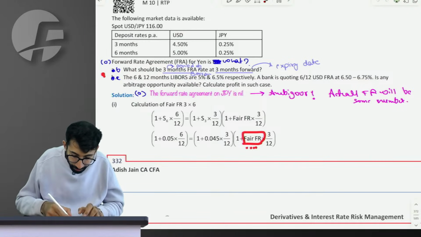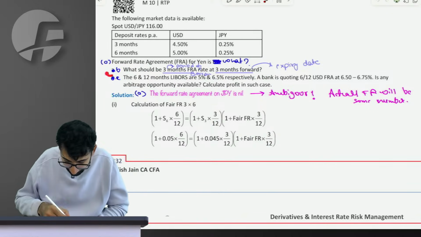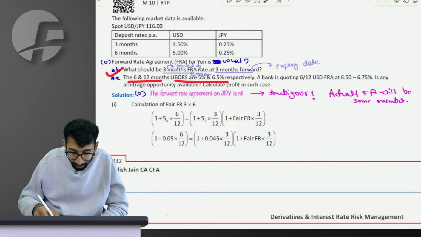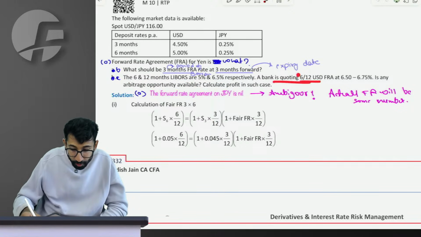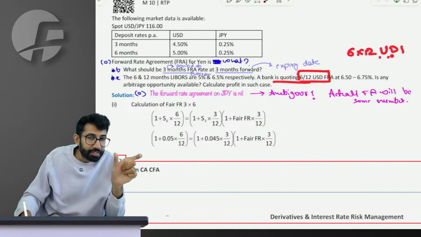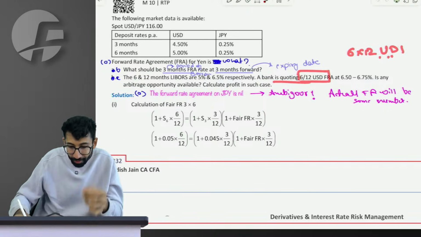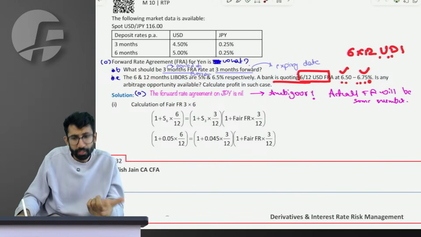Could I please, people in the class, teach you how you calculate the fair forward rate? Next, C part. If 6-month and 12-month LIBOR are 5 and 6.5%, bank is quoting 6/12 USD FRA. What they want to say, 6/12 USD FRA means borrow for 6 after a period of 6 months as 6.5 and 6.75. Sir, what is this?